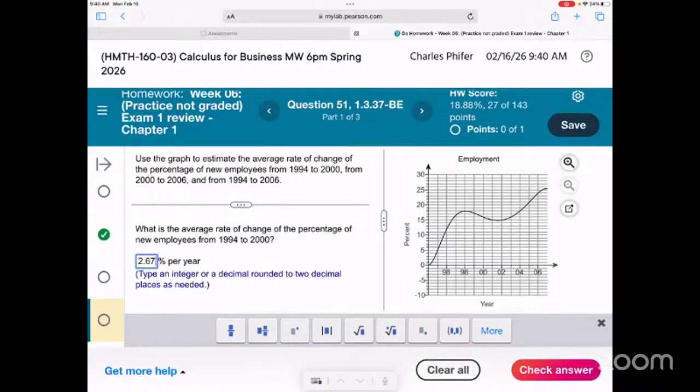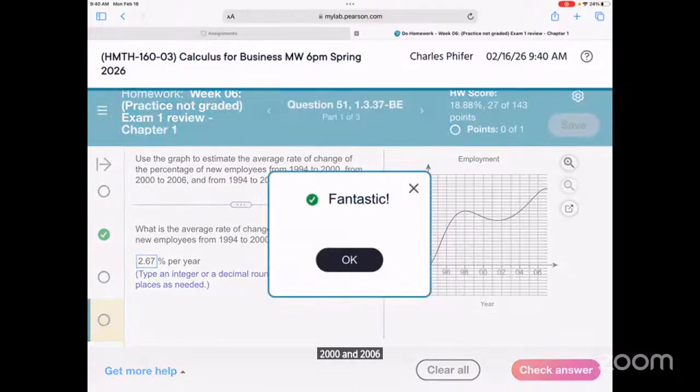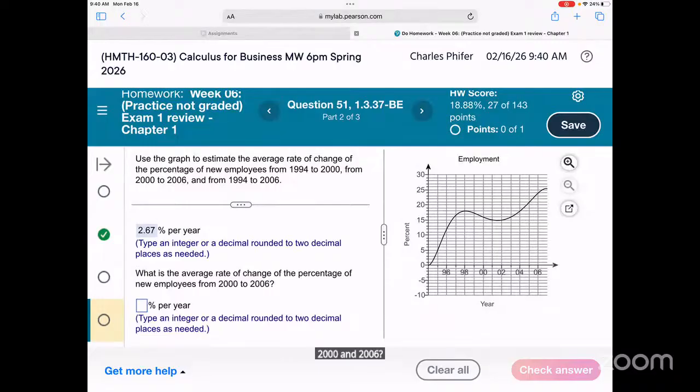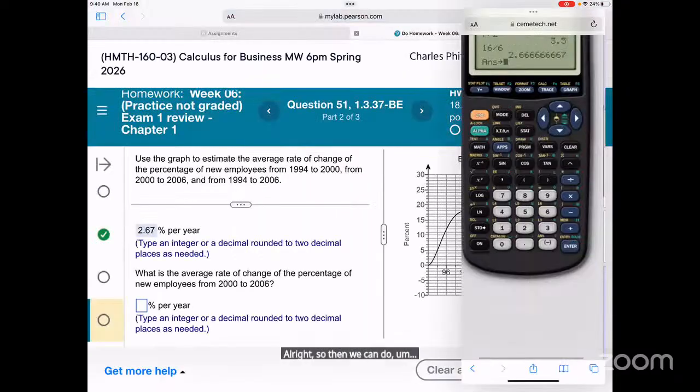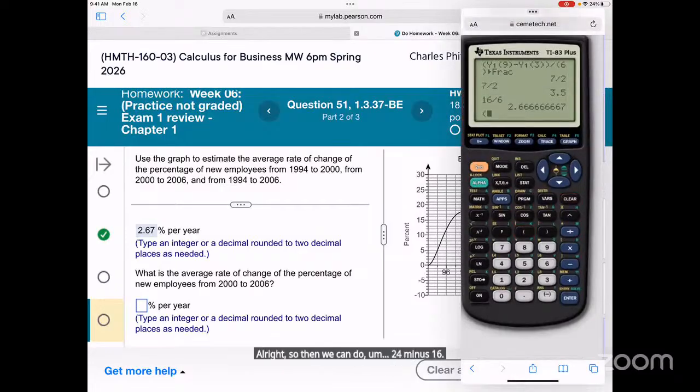Okay, I think, hang on. Yeah, we're good. Okay. Check. Okay. 2000 to 2006. So 2000 was 16. 2006 looks like it is 24. Right. So then we can do 24 minus 16 divided by 6, because it's 2006 minus 2000.